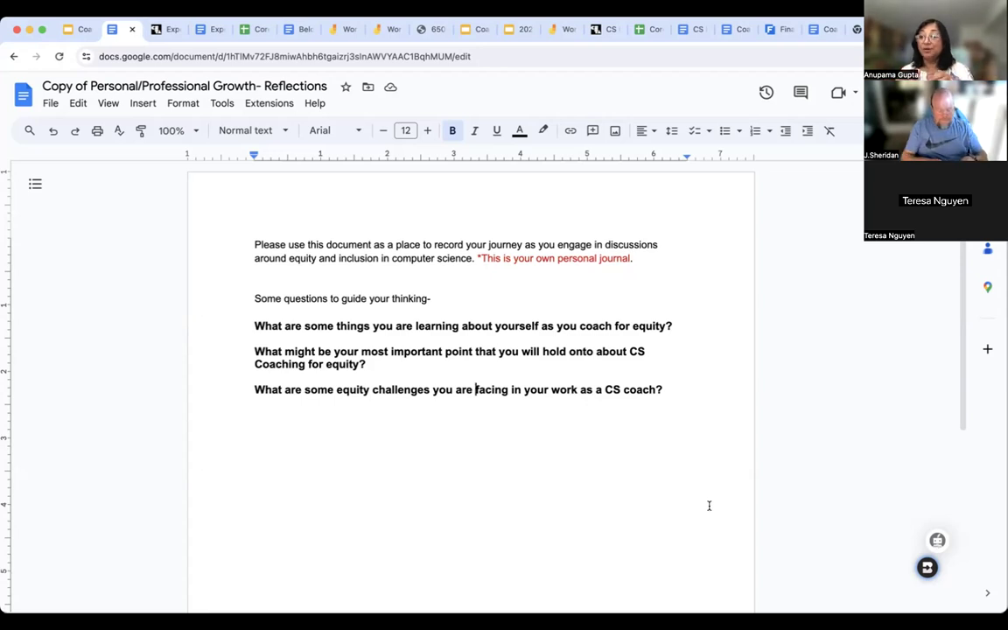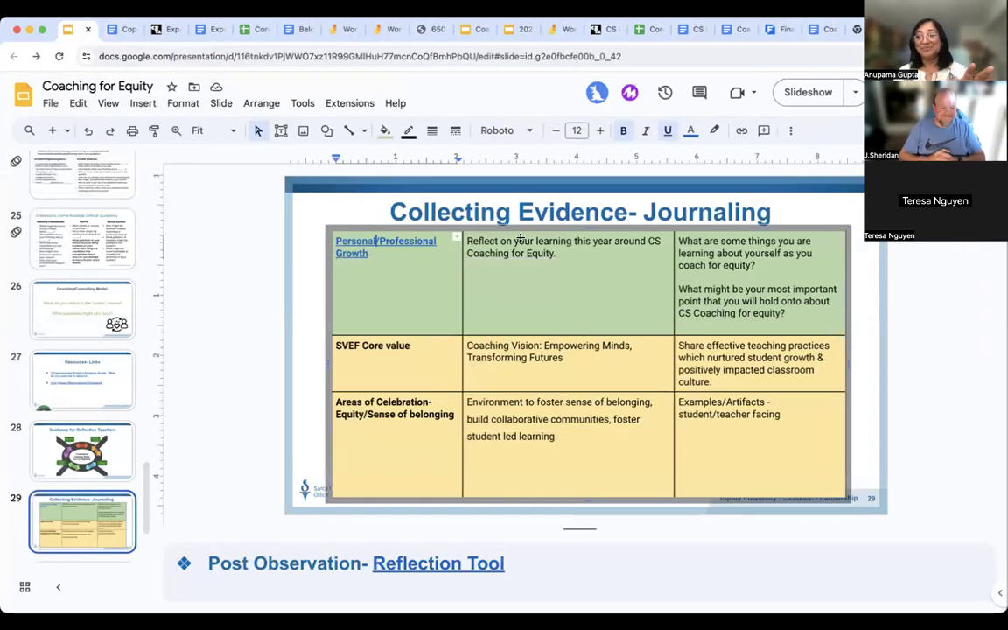But when we have our PLCs, this is what you would be referring to in our discussions. Any questions on that? So that's one part, your own personal journal. You make a copy, you write down your thoughts and reflections. You're not going to share that with anybody. But when we meet for our PLC meetings, we will have some conversations, and that's when you may refer back to your thoughts and share with us. Got it? Okay.